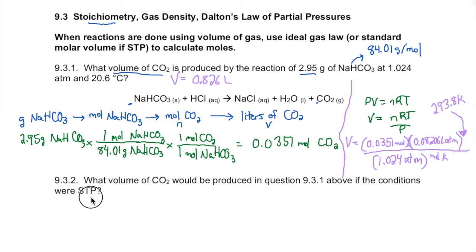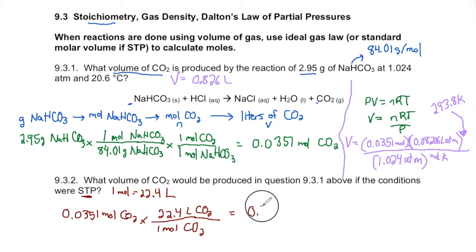So if the conditions are STP, then 1 mole is 22.4 liters. So our 0.0351 moles of gas would end up being 0.787 liters of CO2 gas. So the first problem is a little bit larger volume because we're not at that cold temperature of 0 degrees Celsius. We're at 20.6 degrees Celsius, so it's going to have a larger volume in that case. So it's slightly larger than if we were at STP.